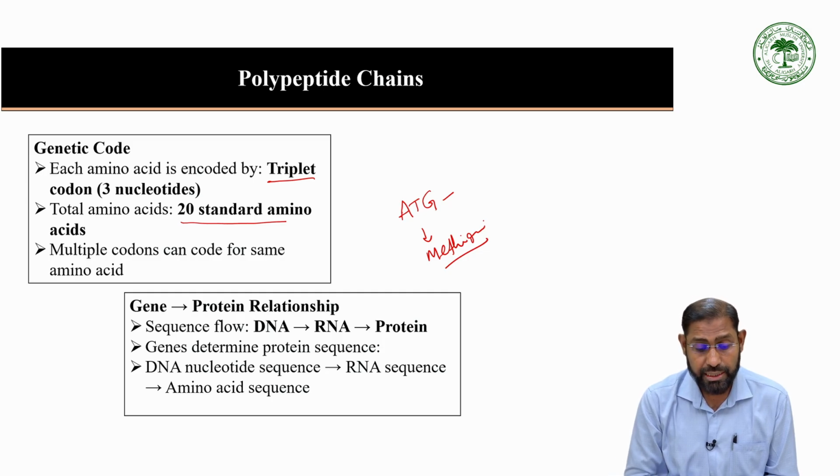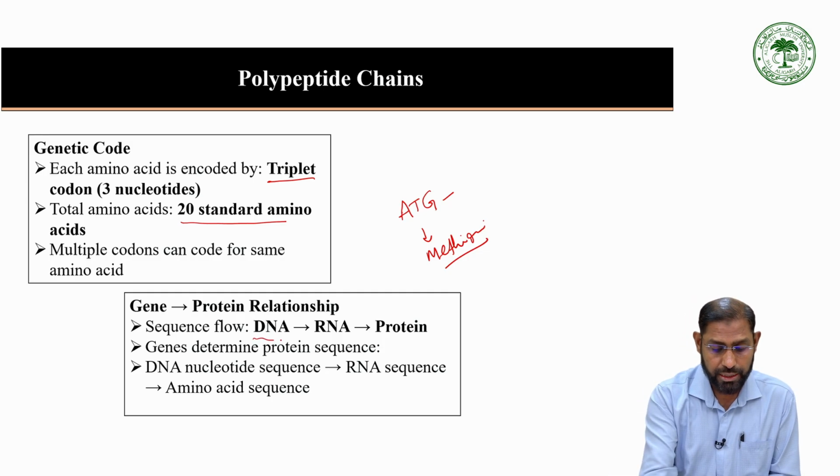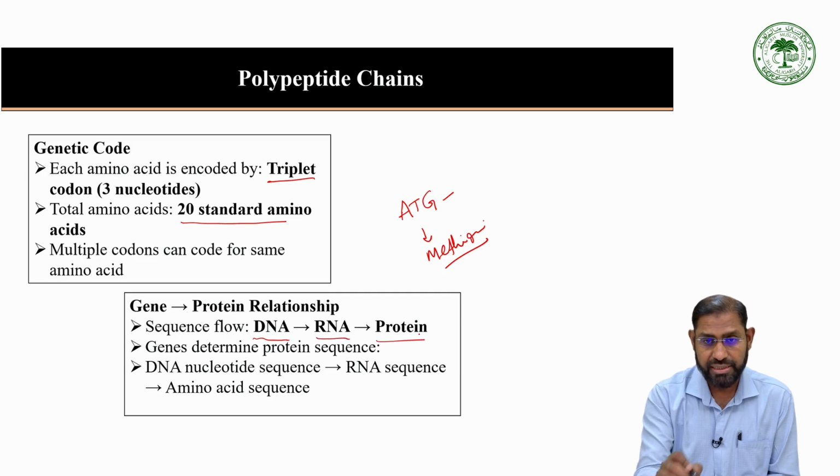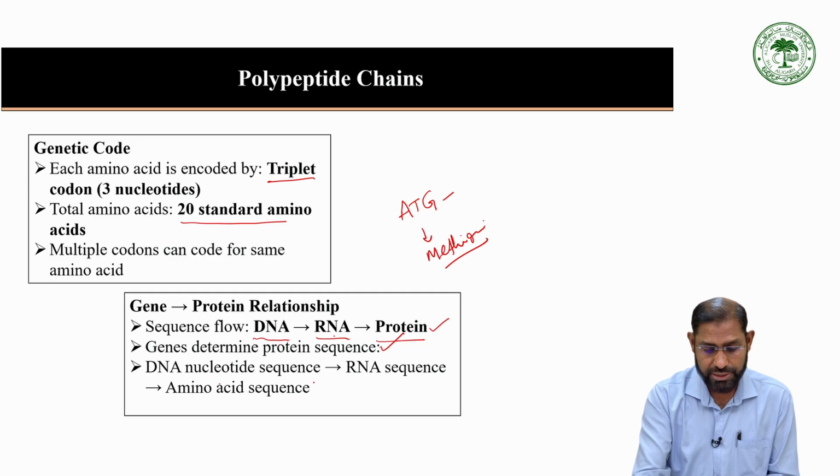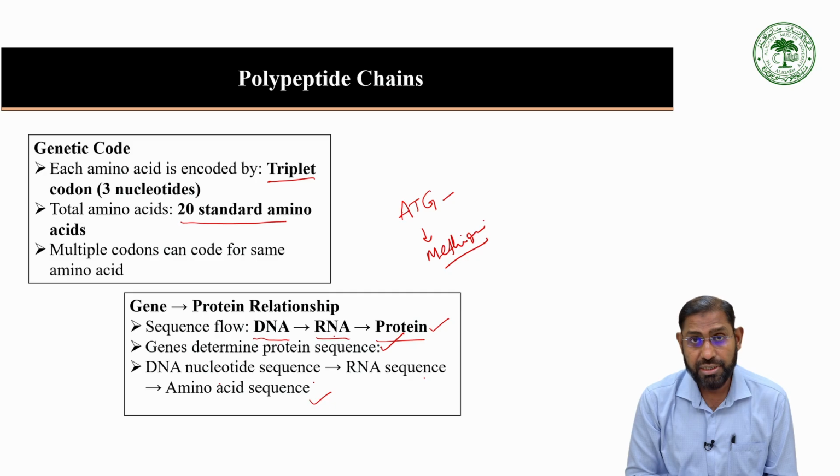And the gene-protein relationship: the sequence flows from DNA to RNA to protein. This is the central dogma. If we know the sequence of DNA, then we know the RNA, and we can determine the protein structure and protein sequences. Because from the DNA nucleotide sequence we know the RNA sequence, and then we know the amino acid sequence. That's why genes are responsible for different types of proteins.